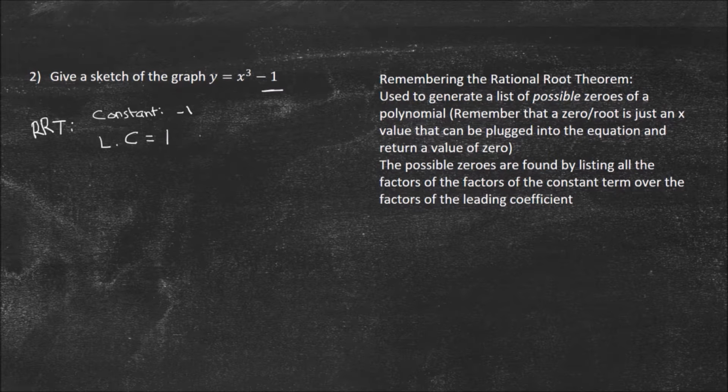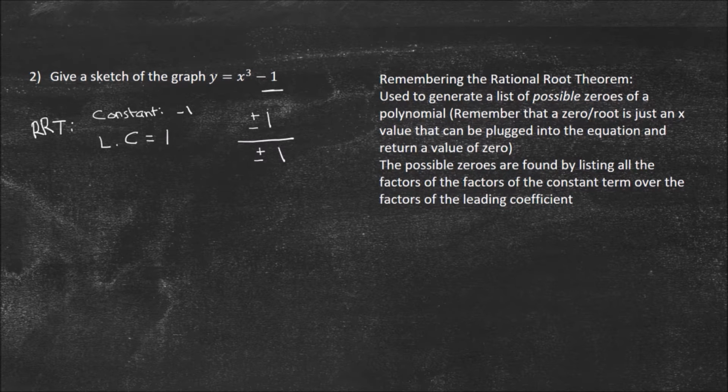Now we need to list all the factors of the constant over the factors of the leading coefficient. So factors of the constant, what factors of negative 1 do we have? Just plus and minus 1. What factors of the leading coefficient do we have? Again, just plus and minus 1. Those are the only two numbers that can go into 1, 1 and negative 1.